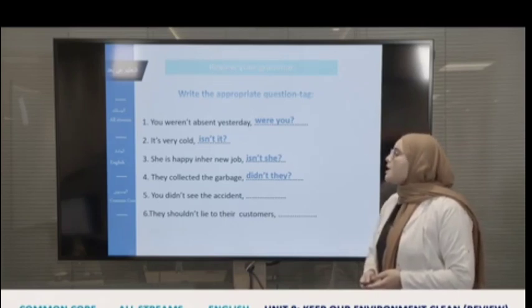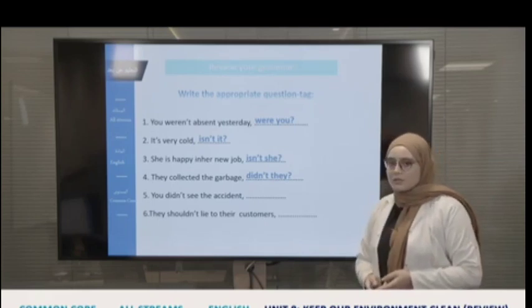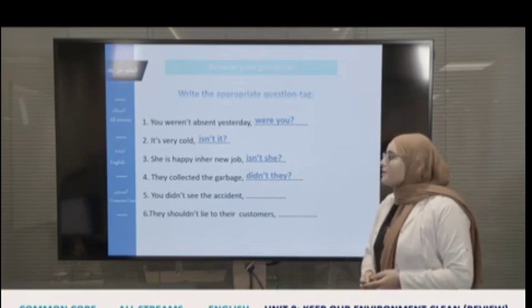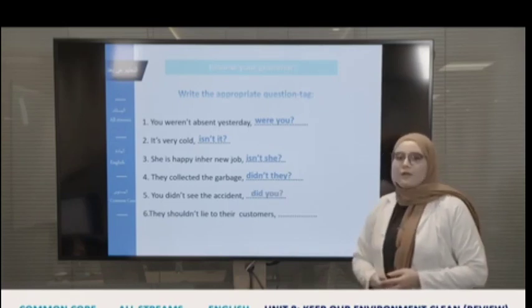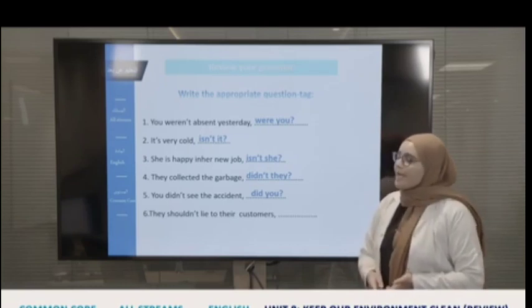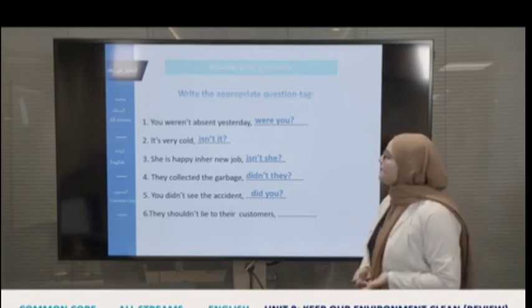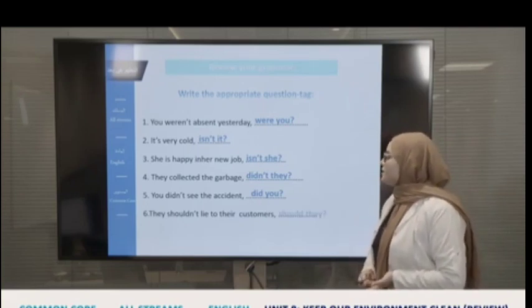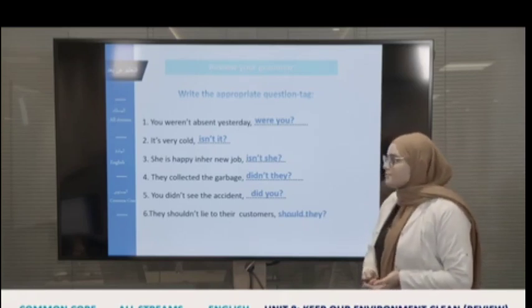Number 5, you didn't see the accident. What do you think the question tag is? So here we have a negative statement, so did you? Affirmative, okay? Number 6, they shouldn't lie to their customers. Here also we have shouldn't, the negative form, so the question tag is going to be in the positive or affirmative form. Should they?